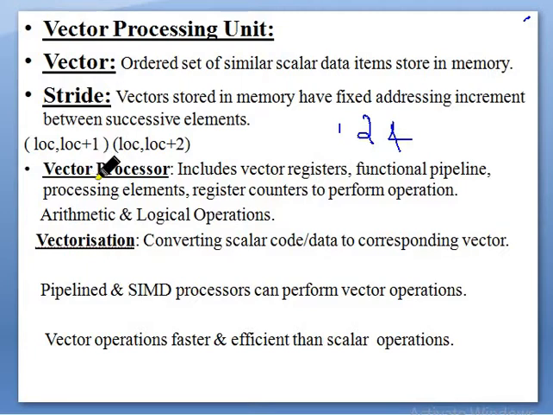Okay, next, what do you mean by vector processor? The processing unit which performs all types of operations on vector type of data is called a vector processor. So what does it include? It includes vector registers and the functional pipeline, a very important keyword. Ordered execution of only vector data which takes place in a pipeline manner is called the functional pipeline, specifically the vector functional pipeline.